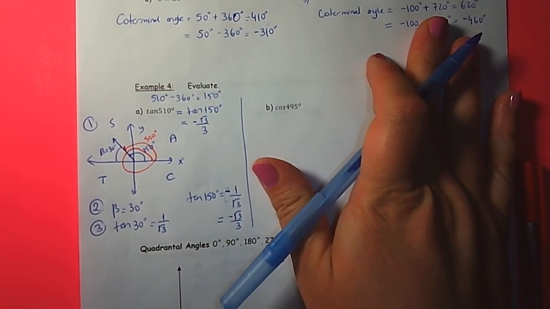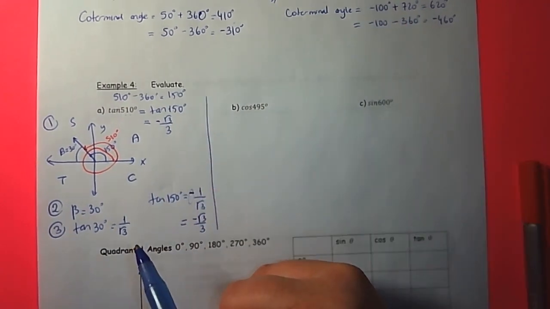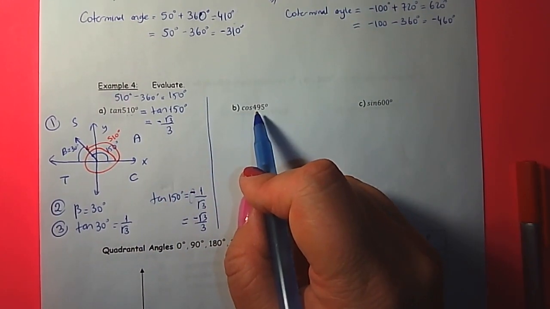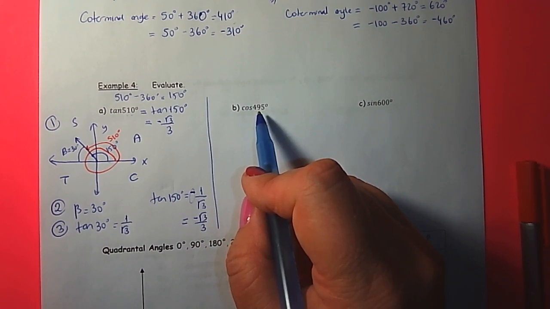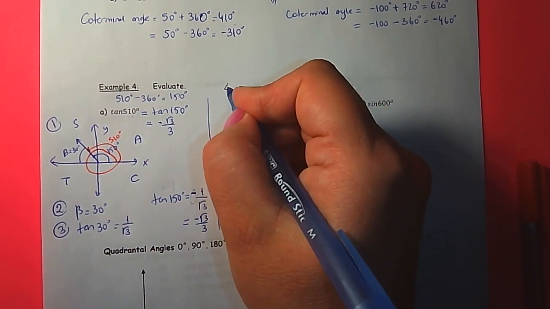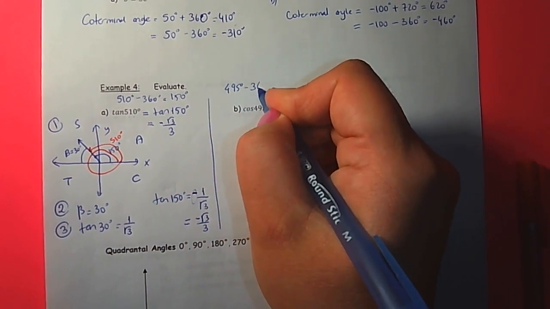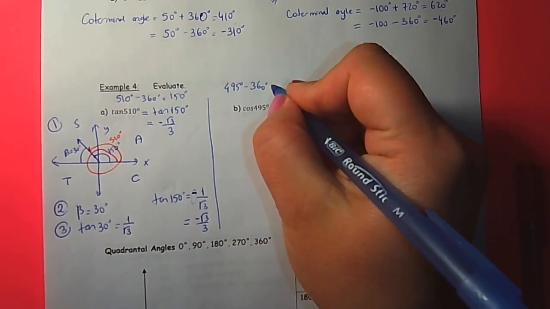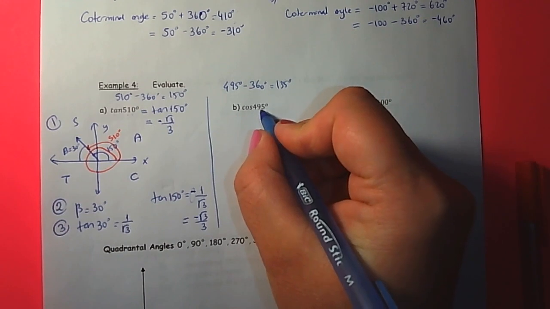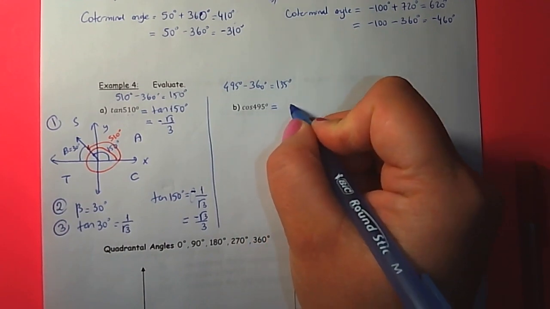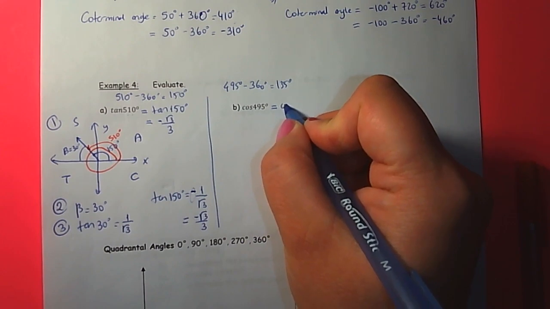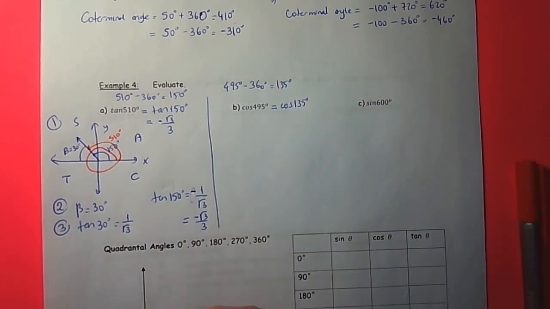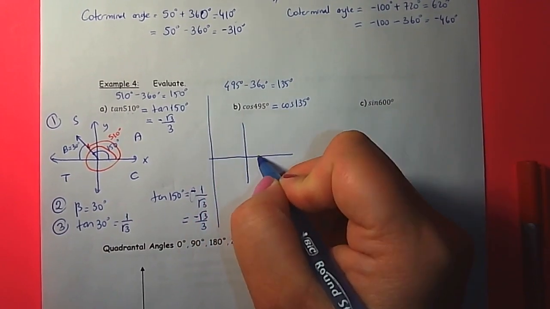Let's look at part B, cosine 495. Again, this angle is not between 0 and 360, so we need to find a coterminal angle between 0 and 360. We can subtract 360. 495 minus 360 gives you 135. So I know that cosine 495 is equal to cosine 135. So I can sketch 135.